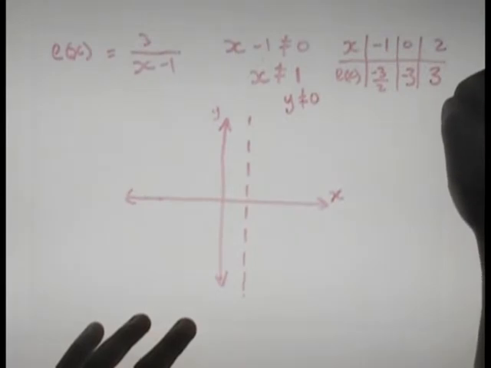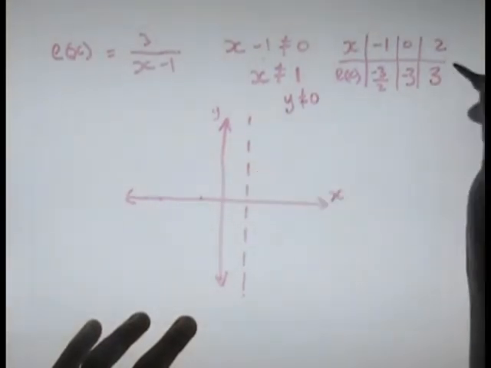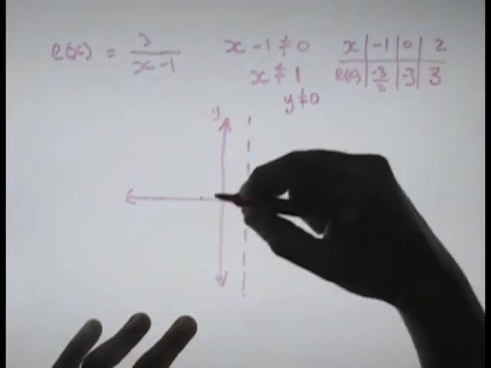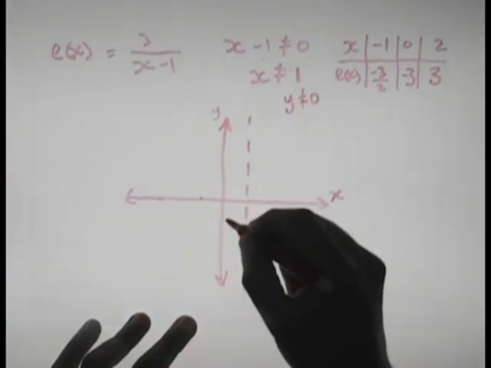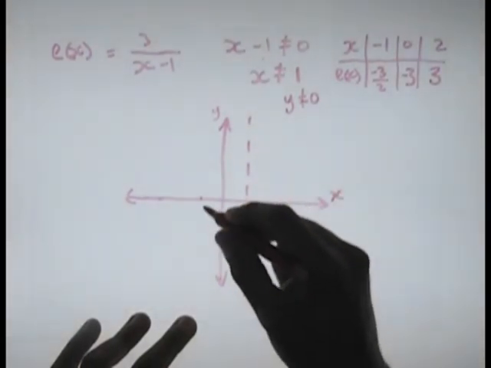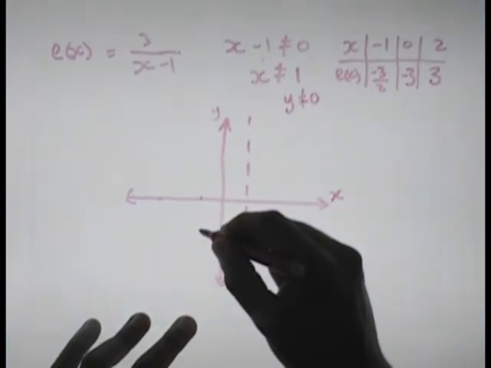Let's sketch those points in. Firstly, when x is equal to negative 1, y is equal to negative 3 over 2. So that's going to be negative 1.5. So that's going to come somewhere over there.